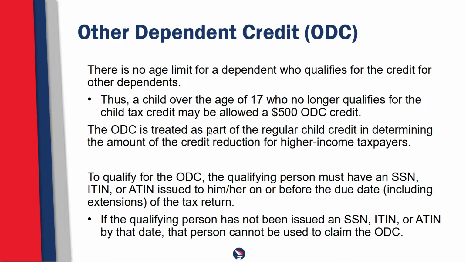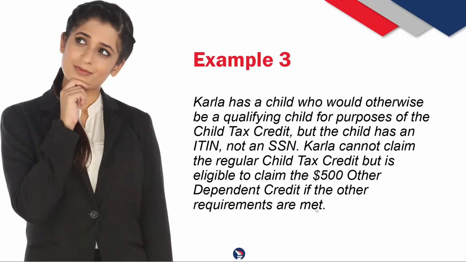The ODC is treated as part of the regular child tax credit in determining the amount of credit reduction for higher income taxpayers. To qualify for the other dependent credit, the person must have a tax identification number, whether it's social, individual tax, or adoption tax. Got to have some sort of number. So Carla, a child who would otherwise be a qualifying child for the child tax credit, but the child has an ITIN, not a social security number, so they can't claim child tax credit. But they still could claim the $500 other dependent credit.